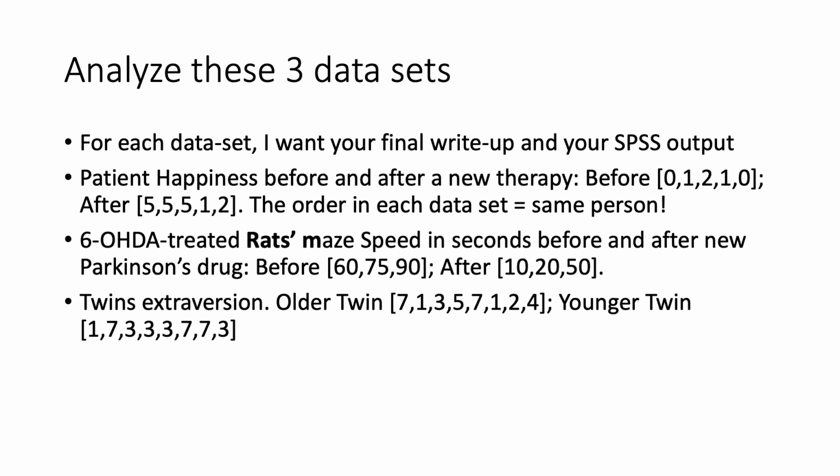And then for twins' extroversion, there's no hypothesis here. I have no prediction here. We are technically predicting a null difference essentially, but this is one where you're really going to want that 95% confidence interval of the mean difference to help you interpret it. So ultimately, run these 3 data sets, analyze them. That's all we need to do.